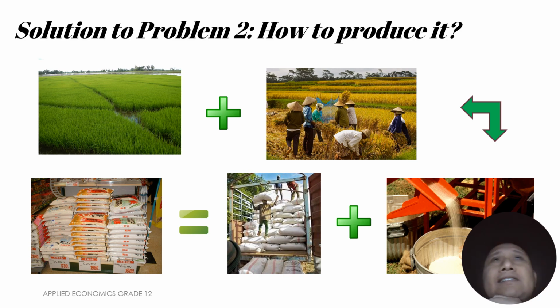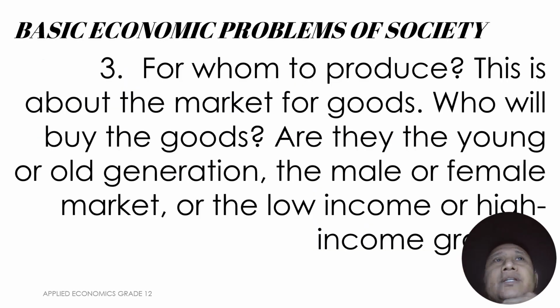Yeah? Okay. Number 3 is para kanino. Siyempre, alam na natin para kanino, di ba? But for discussion's sake, this is about the market for goods. Who will buy the goods? Are they the young or the old generation? The male or female market? Or low income or high income? Para kanino? Pero in our example, rice, it's for everybody. It doesn't matter if low income people or high income people.